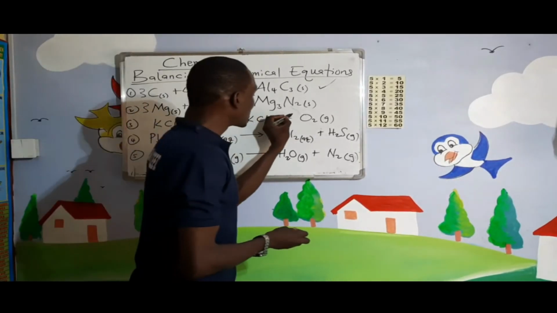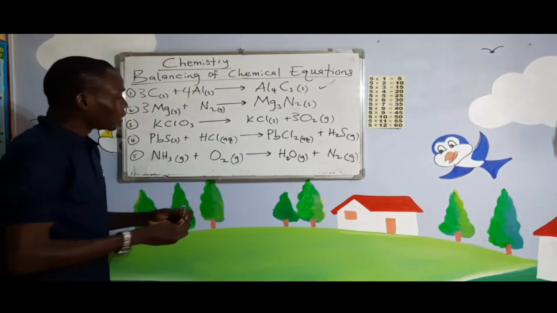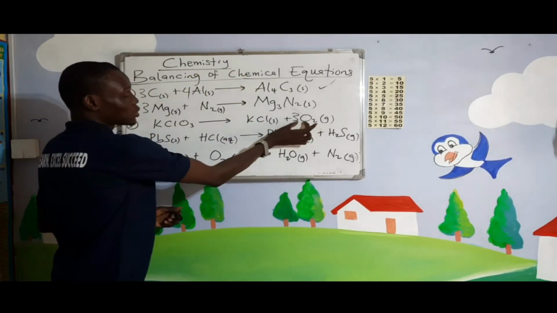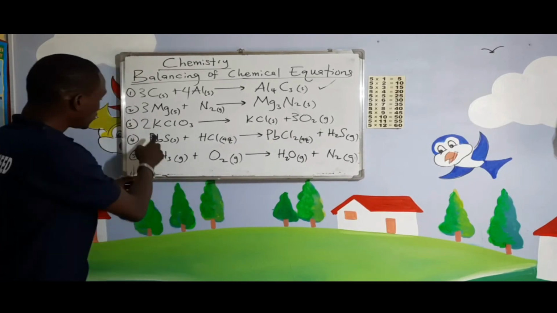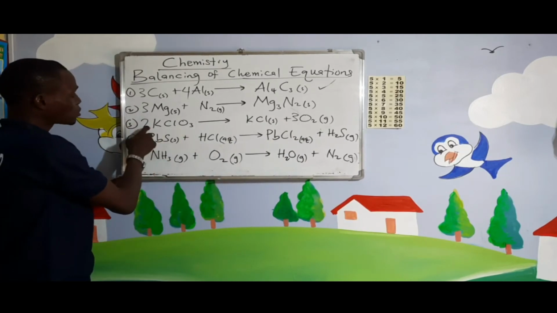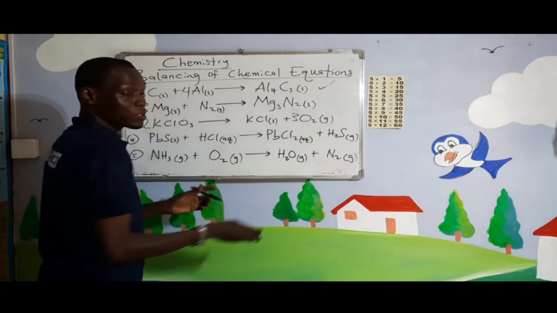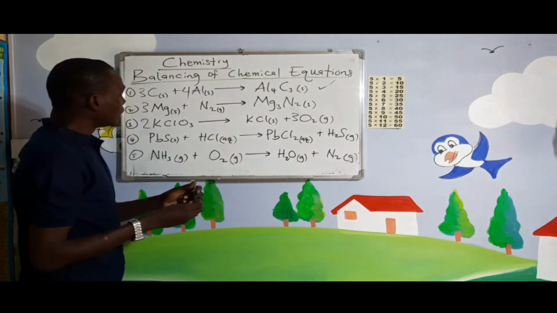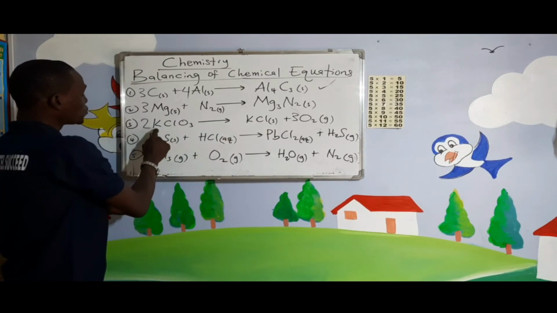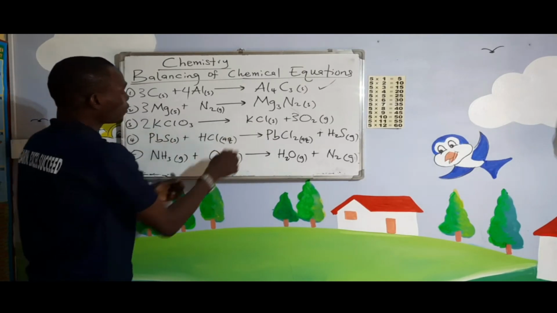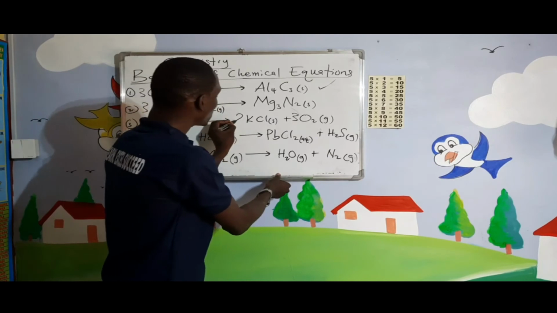So if you put 3 here, 3 times 2, we have 6 atoms of oxygen. Then you put 2 here. 2 times 3, we have 6 atoms of oxygen, 6 atoms of oxygen. So oxygen is now balanced. We now look at the chlorine and the potassium. Potassium, 2 atoms, chlorine, 2 atoms. Here we have 1, 1. So we just put 2 here.